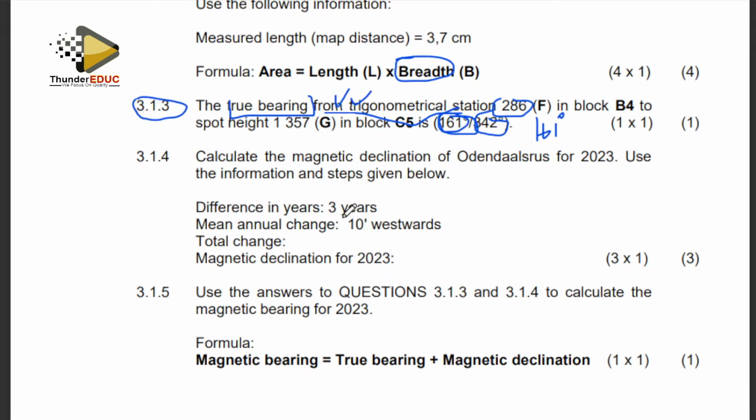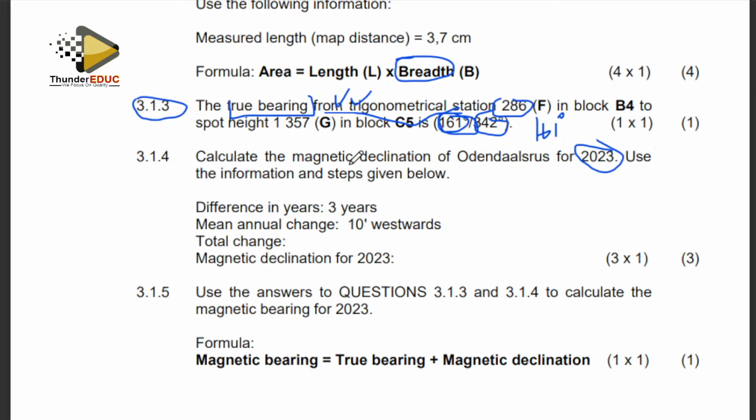The next question, also we did not see this in paper 1. I didn't see the calculation of the magnetic declination in paper 1. So you can see it in paper 2. So please be prepared for that. Okay. They say calculate the magnetic declination for Odendelas for 2023. For which year? 2023, because this paper was in 2023. You never know. This time around, they might ask you to calculate the magnetic declination for 2025. The only thing that might change is this.